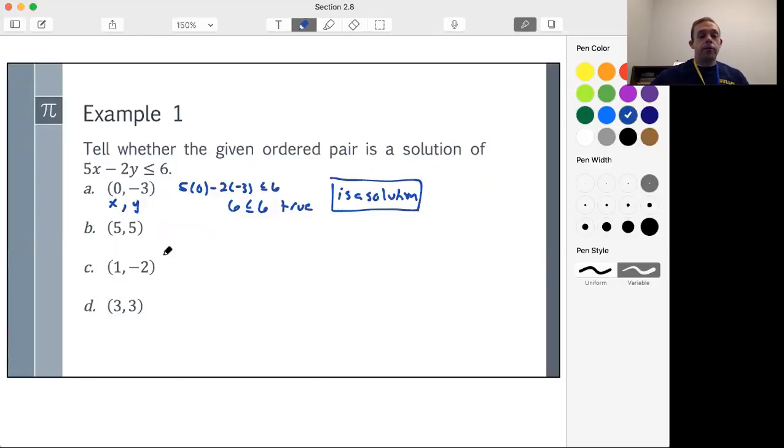Now let's try the point (5, 5). Again, we substitute that in. So 5 times 5 minus 2 times 5. Is that less than or equal to 6? So 25 minus 10, is that less than or equal to 6? Is 15 less than or equal to 6? Well, that's a false statement. So this is not a solution.